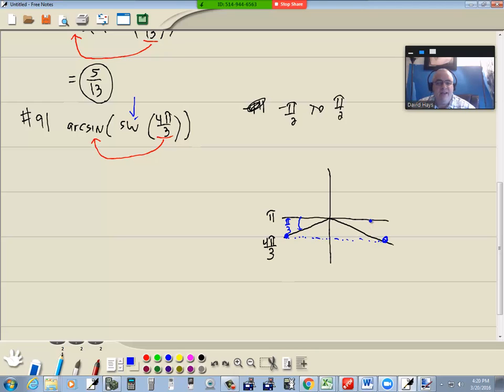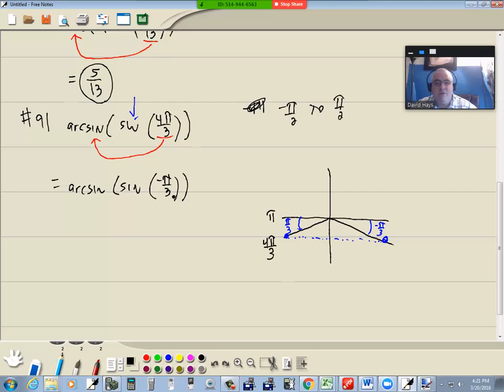Which means this value right here is -pi over 3. So we can replace the 4 pi over 3 with -pi over 3.